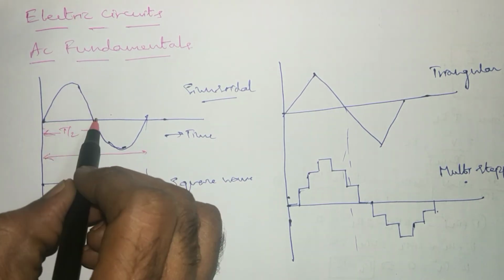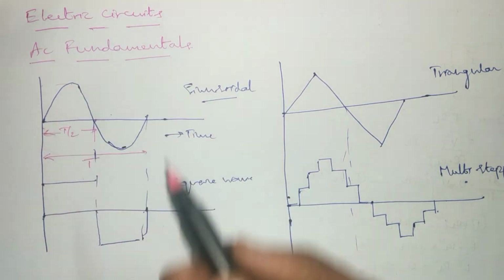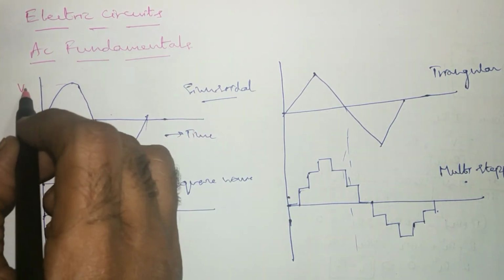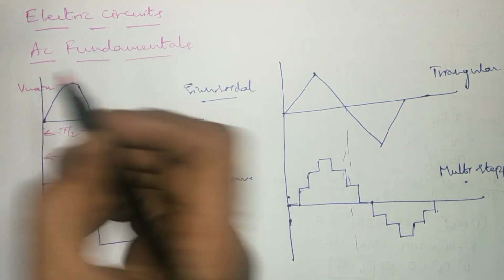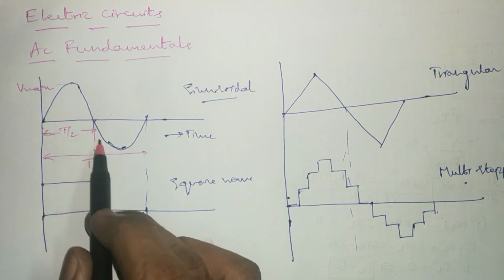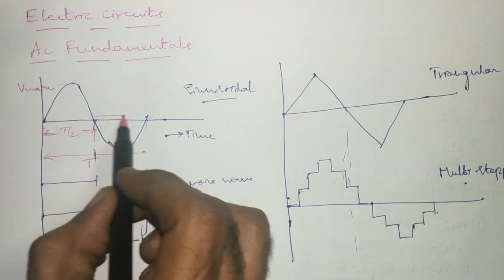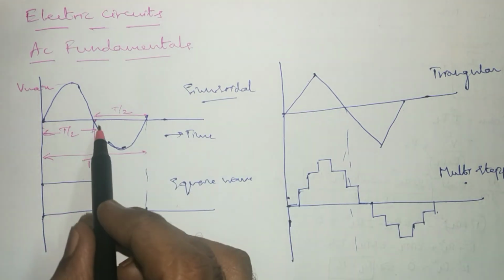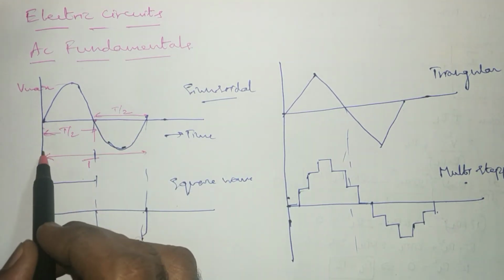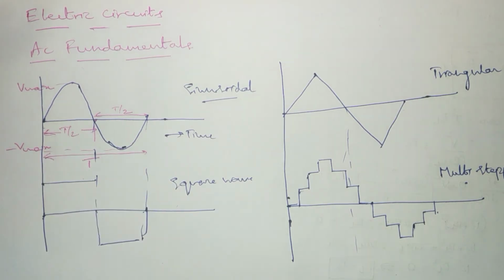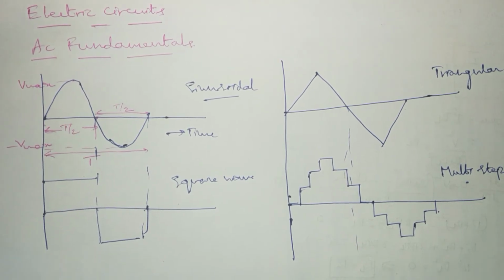So up to this particular point to this particular point, we are going to have the positive set, and at a particular point we are going to have the maximum value. Say this is V max, and after that remaining half of the time from T by 2 to capital T, and consider this instant of half period, we are going to have the negative values, and this is being considered as minus V max, right? So that is how the alternating waveform is going to be.